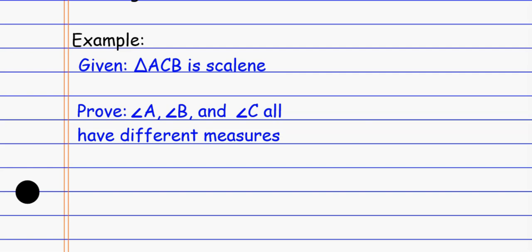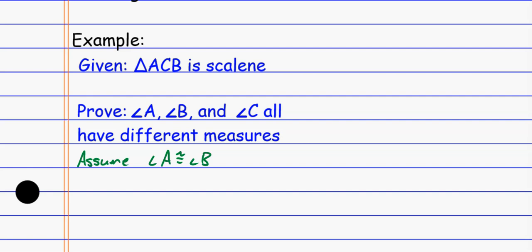And so as I look at this thing, the thing I want to do is assume the opposite of what it's telling me to prove. Okay, I want to prove that A, B, and C are all different measurements. So let's assume that they're not. Let's assume that A and B are the same. Okay, so I'm going to assume, and this is what I do here, I just write, hey, I'm going to assume that angle A is congruent to angle B.